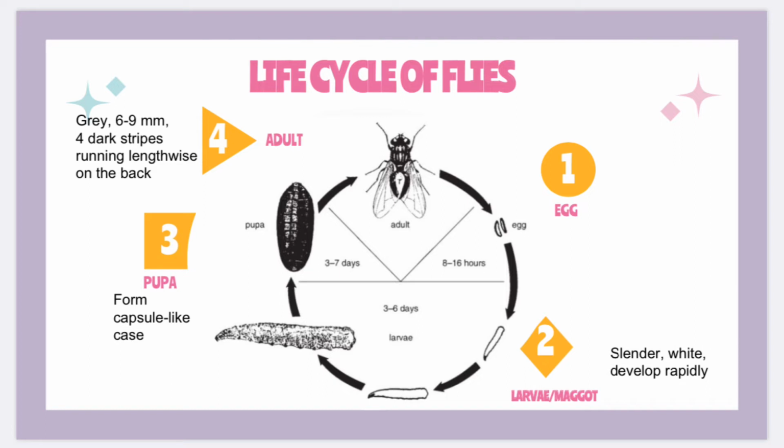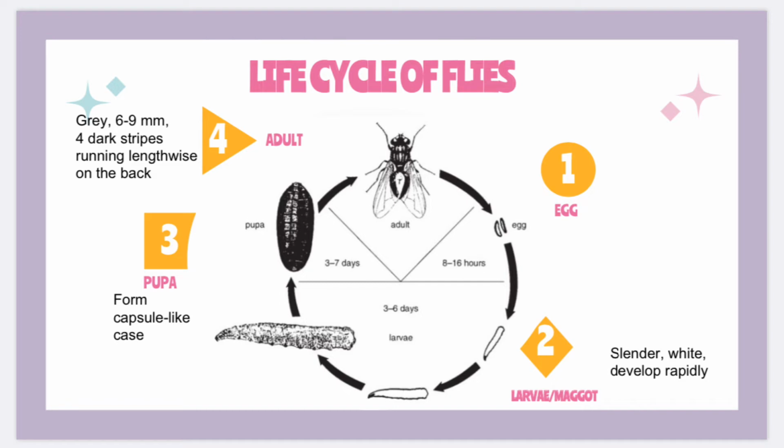Number two is the stage of larva or maggot. The larvae of most species are slender, white, legless maggots that develop rapidly, passing through 3 instars. After the feeding stage is completed, the larvae migrate to a drier place and burrow into the soil or hide under objects.